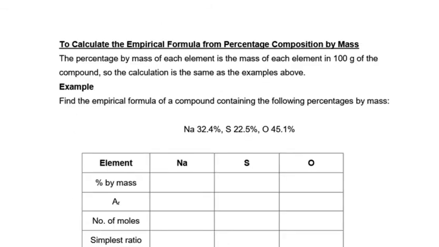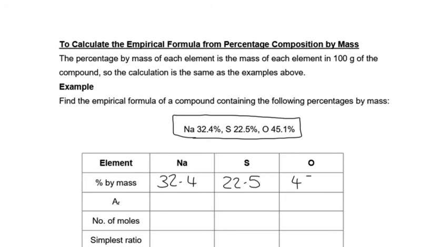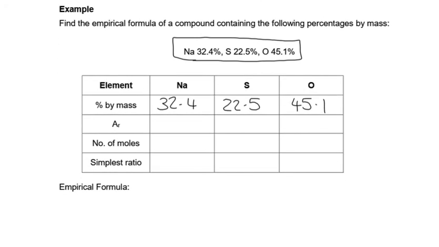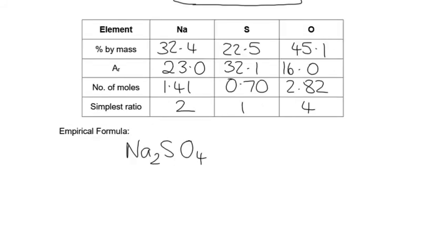What if we're given our values as percentage composition? Well, we're just not going to worry about it. If these are the percentages here, then these are the masses in 100 grams. So we just put them in as if they're masses, and off you go. If there was 100 grams, that's how much would be that thing. Okay, so you should have got this.